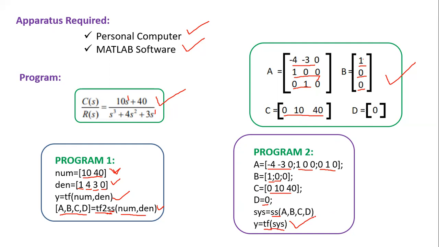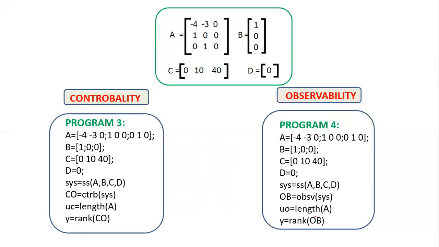And coming to the third one, that is controllability. Here also we know the state space representation, that means matrices and all. By using these matrices, we need to find the controllability and observability. If we observe, both the programs are almost the same. In controllability, we are finding the controllable matrix; in observability, the observable matrix. In theoretical calculations we find the determinant, but here we are finding the rank of the system.